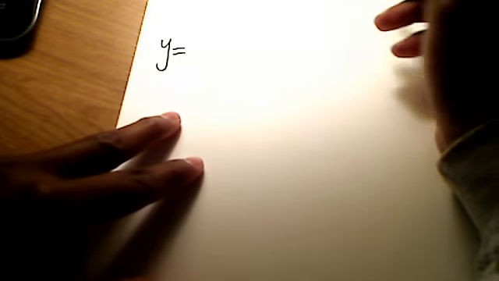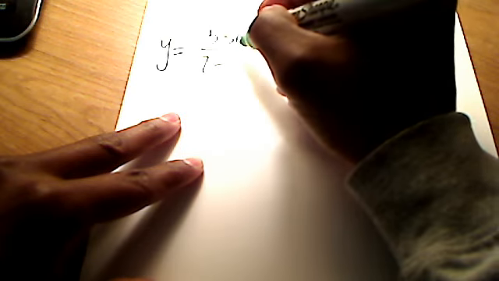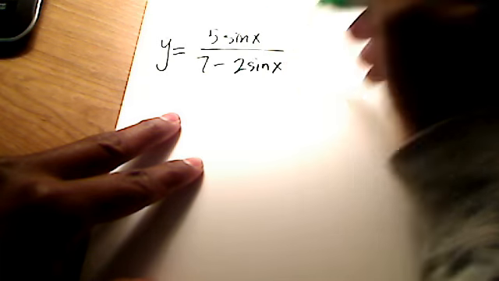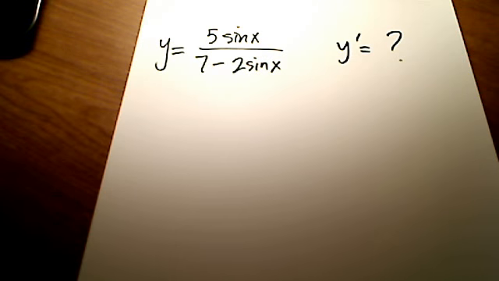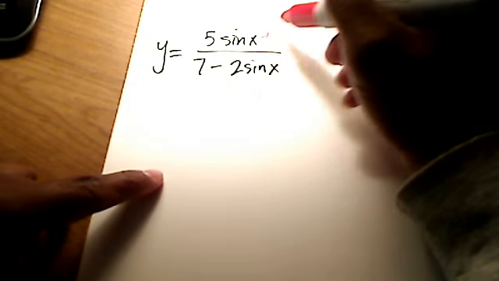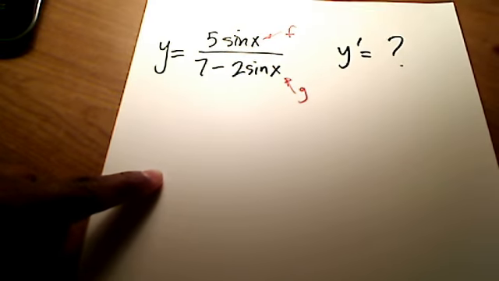If the book tells us that y is equal to 5 sine x over 7 minus 2 sine x, and we want to know what's the first derivative of that. Well, again, this is a quotient rule problem, and so we'll call our entire numerator f, and we'll call our entire denominator g.